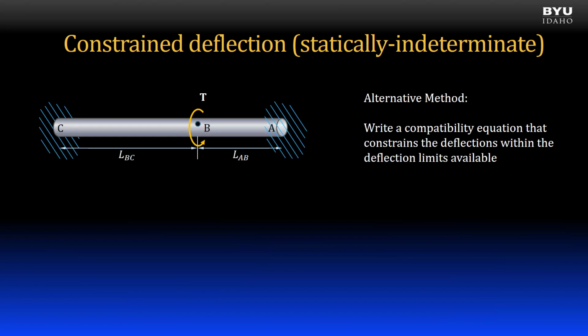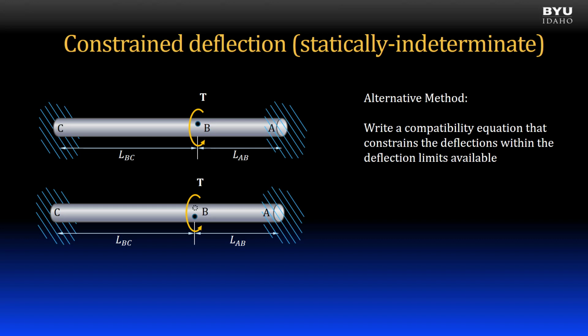The alternative method for finding a compatibility equation is to inspect the problem constraints and loads and determine a compatibility equation that constrains the deflections within the deflection limits available. In this case, we can imagine that when the torque is applied, point B will rotate in the direction of the torque. This means that point B will twist in the positive direction relative to C and in the negative direction relative to A.